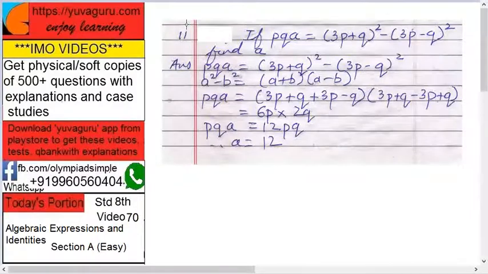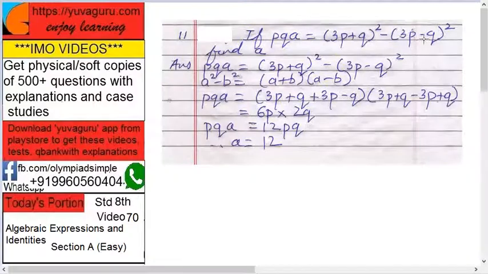Let's start. If p into q into a equals (3p plus q) the whole square minus (3p minus q) the whole square, find a. See here, you must always look for hints in these types of problems in this chapter. Here the hint is (3p plus q) the whole square minus (3p minus q) the whole square.